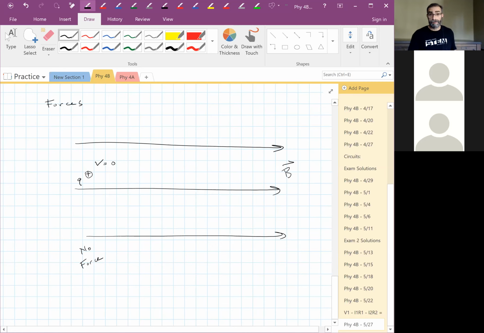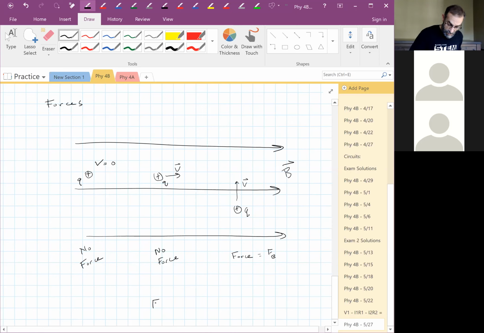Now let's take that particle and give it some velocity in the same direction as our magnetic field. It feels no force. Now let's take that particle and give it some velocity perpendicular to the magnetic field. It feels a force. We'll call it F sub B, the magnetic force.